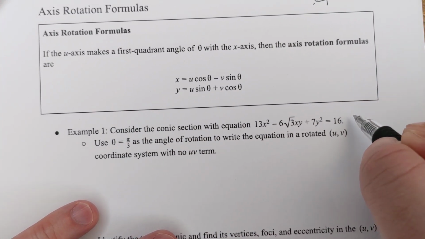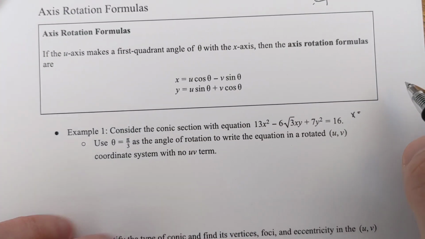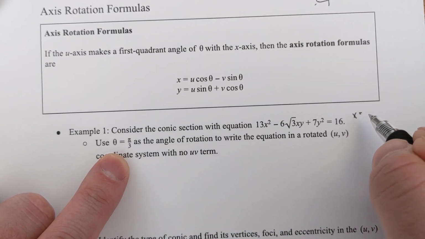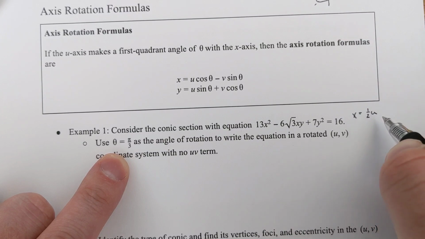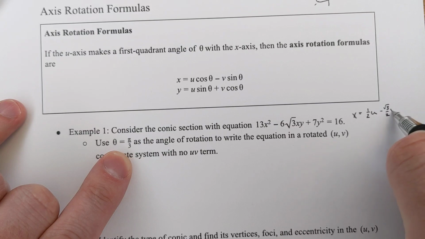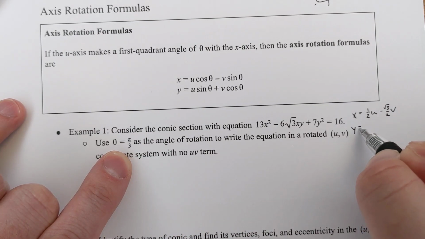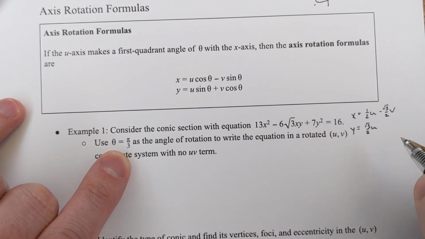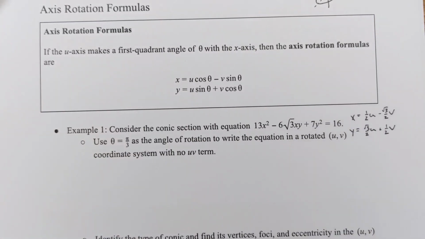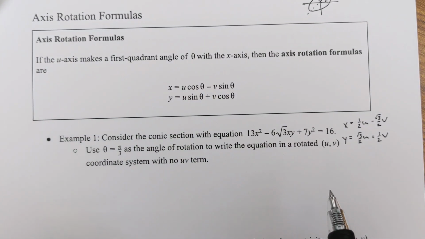So x is going to equal u times the cosine of this angle. Well, the cosine of pi over 3 is 1/2. So it's going to be 1/2 u minus the sine of that angle, root 3 over 2, times v. So that's my x. Y is u times the sine, so root 3 over 2 u, plus 1/2 v. So there's my equations that I'm going to use. So now what I have to do is take this equation and plug it in.